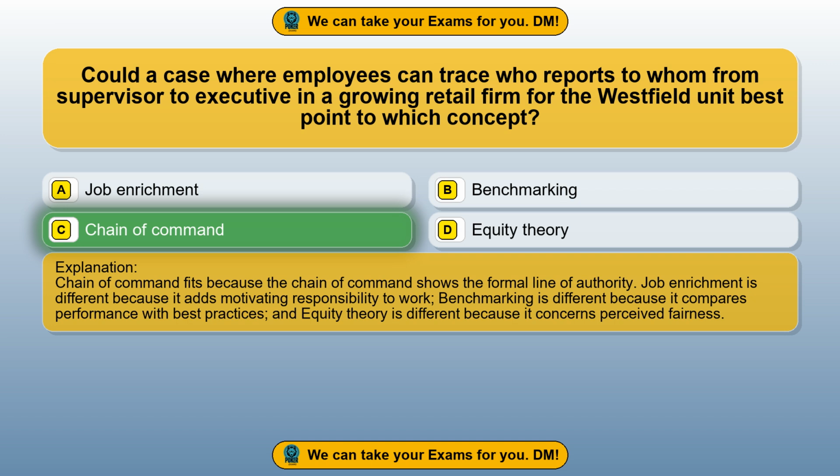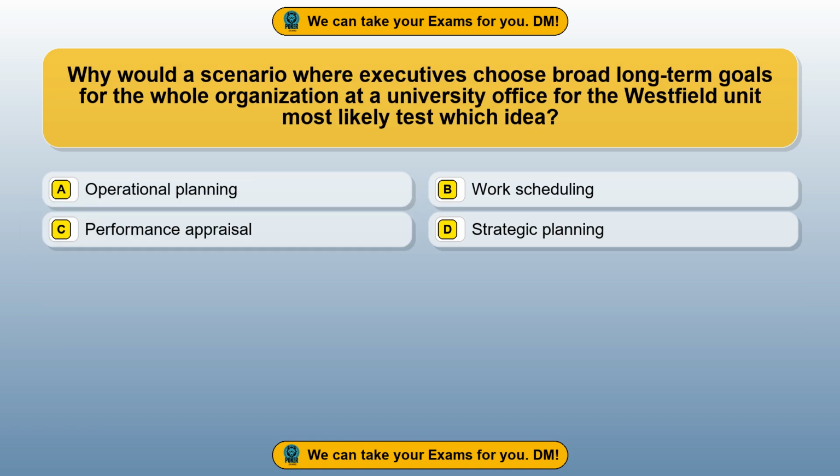Job enrichment is different because it adds motivating responsibility to work. Benchmarking is different because it compares performance with best practices, and equity theory is different because it concerns perceived fairness. Question 97. Why would a scenario where executives choose broad long-term goals for the whole organization at a university office for the Westfield unit most likely test which idea?